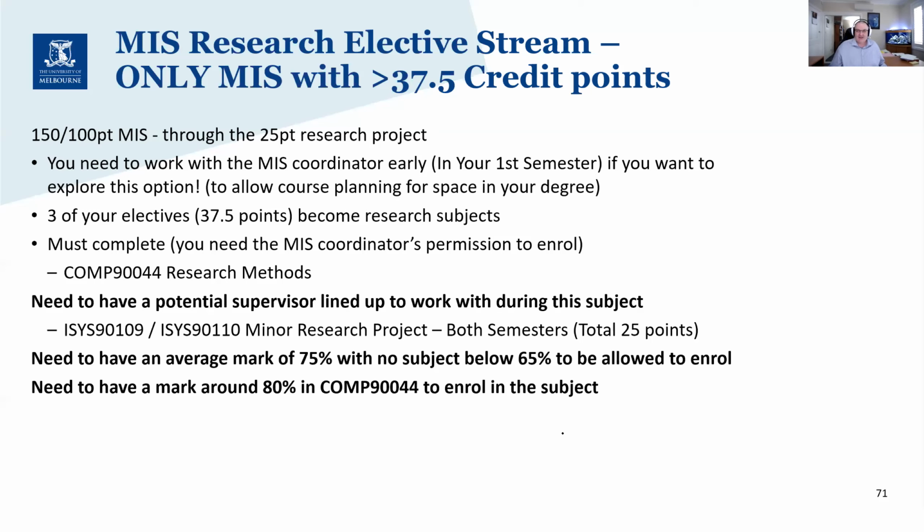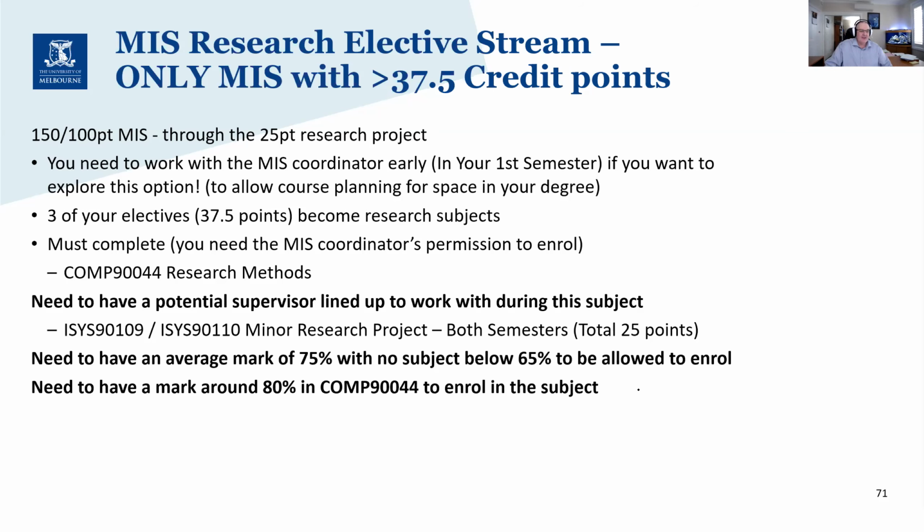So firstly, going back to the research elective stream, it's only available to those who are in a short MIS because they got exempt the credits essentially. You need to have a chat with us to make sure that you've got space in your degree, especially if you're only doing 100 points. 3 of your 4 electives, if you have them, become research subjects, and you have to complete Comp 90044, unless you've already done a research method subject in your undergraduate, in your first semester because of the way that the structure is, I think. You also need to start to think about the topic area and your supervisor. Now, I can give one-on-one advice, and there's a research session tomorrow, which we can spend some time talking about all this for the people in both of the research options.